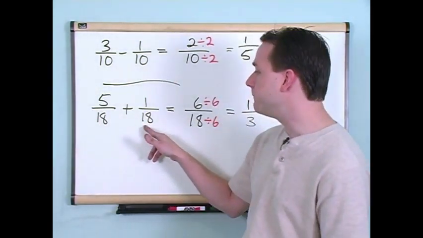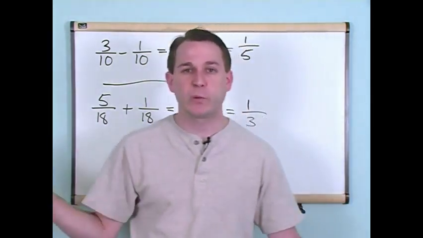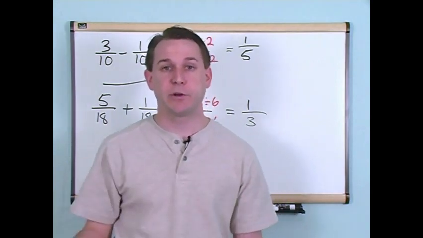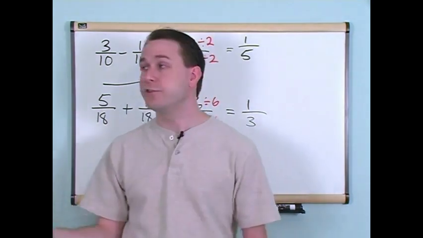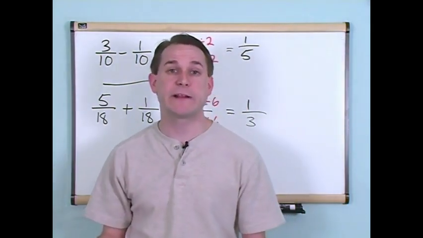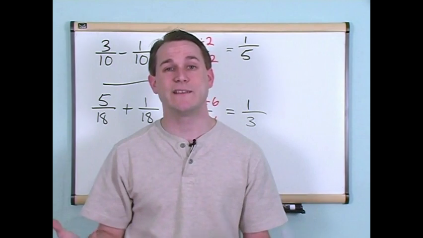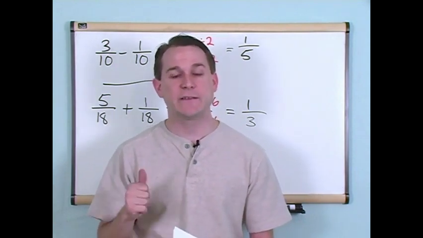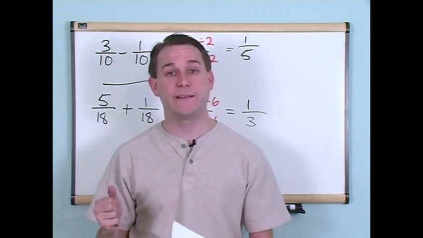But when they are the same, you just keep the bottom number, don't do anything to it, and add or subtract the top numbers. And then when you get the answer, you just see if you can simplify it like we did here, and we practiced how to simplify fractions already, so that's a skill you already know how to do. And that is how you add and subtract fractions. It's really not that difficult.